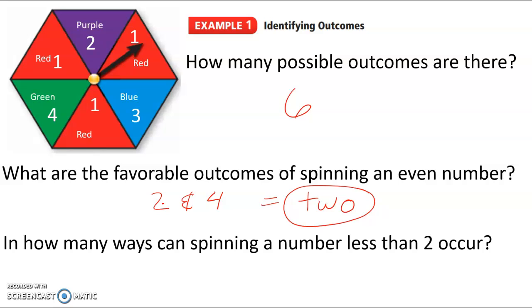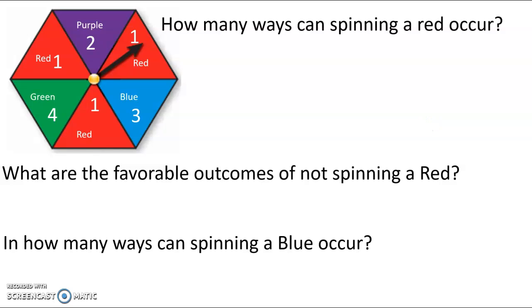In how many ways can spinning a number less than 2 occur? Well, there's a 1 and a 1 and a 1. So that would be 3. So how many ways can spinning a number less than 2 occur? There are 3 different ways you can get a number less than 2. How many ways can spinning a red occur? So how many red are there? There are 3 different red triangles.